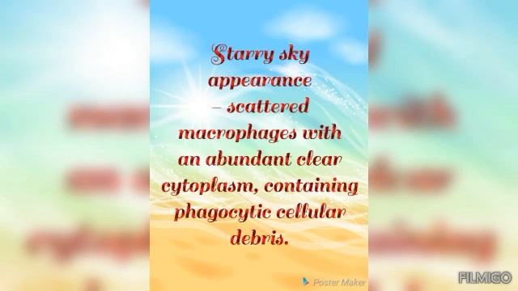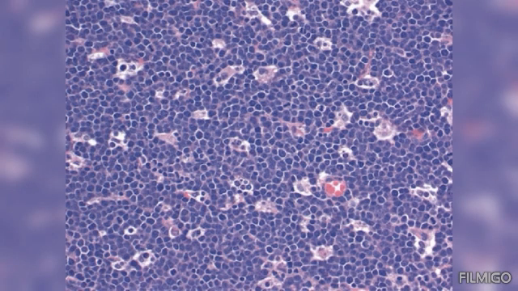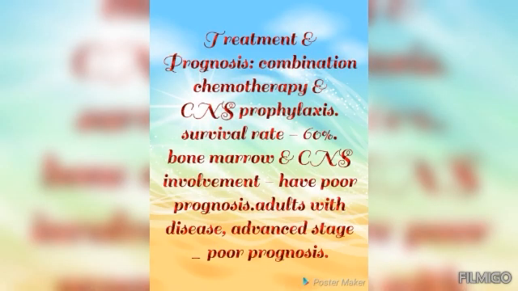So this is a Burkitt cell. The starry sky appearance is the special appearance present in Burkitt's lymphoma cases, with scattered macrophages that have abundant clear cytoplasm containing phagocytic cellular debris. This is an important point: the starry sky appearance. This picture shows the starry sky appearance of Burkitt's lymphoma, where macrophages are present.